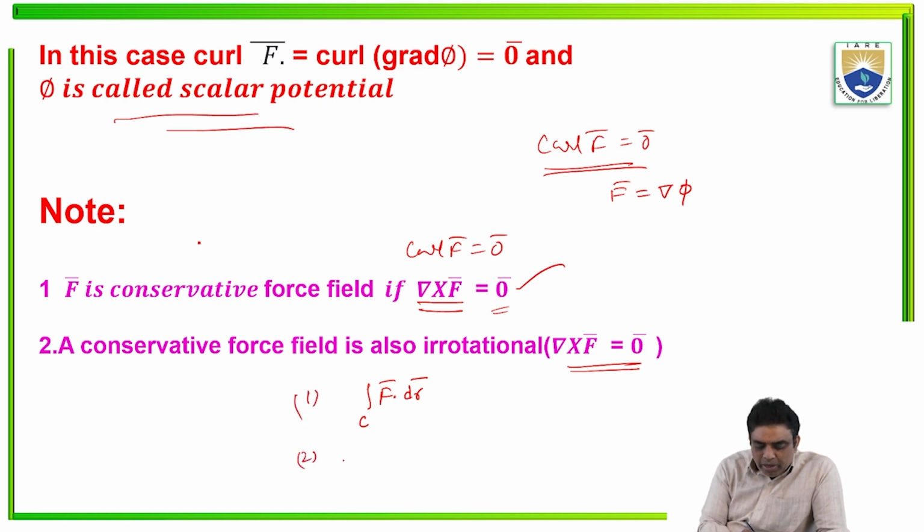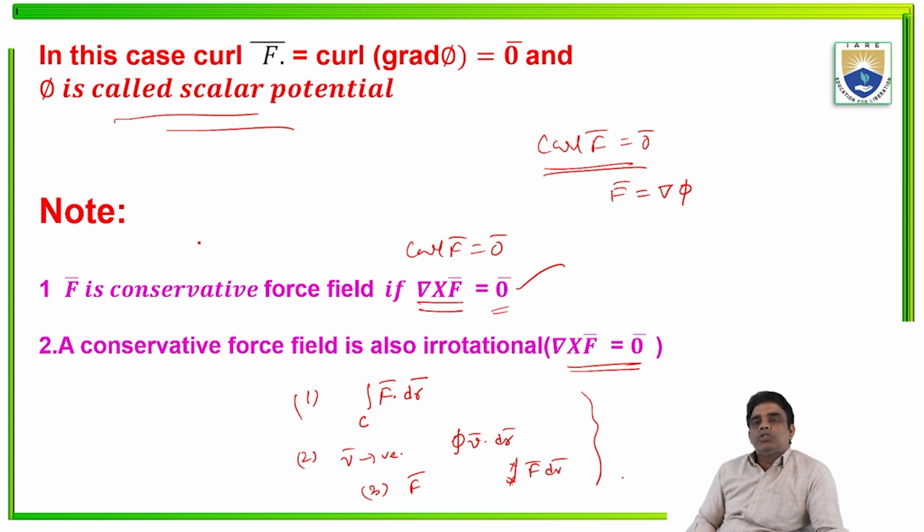And suppose V bar is the velocity vector, then integral V bar dot dr bar represents the circulation of V bar along the closed curve C. Suppose F bar is the force vector, then to move a particle from this point to this point, we use integral F bar dot dr bar. So these are the 3 points to remember.